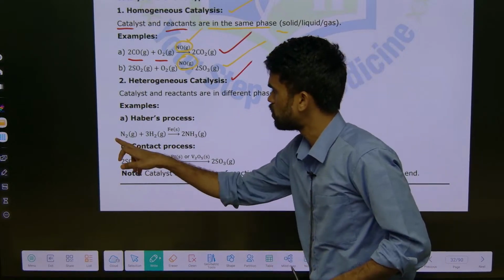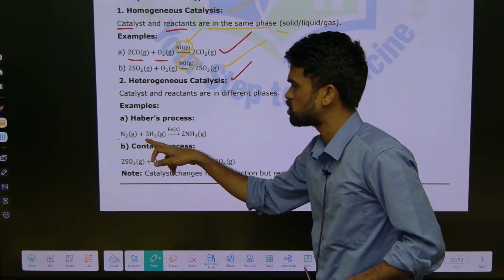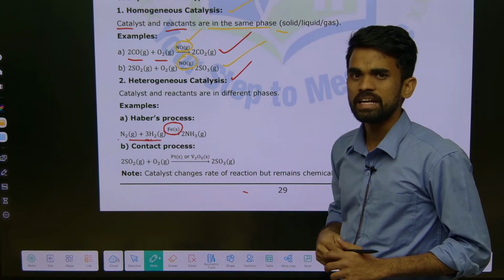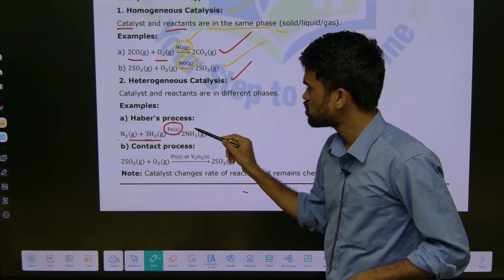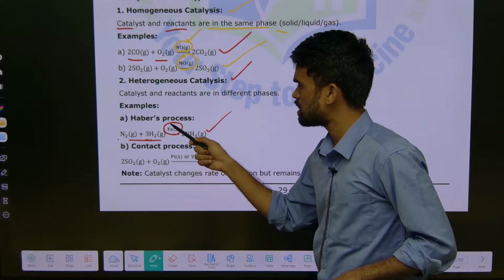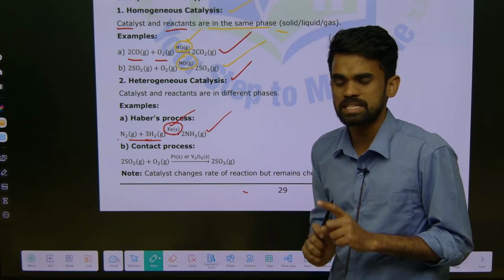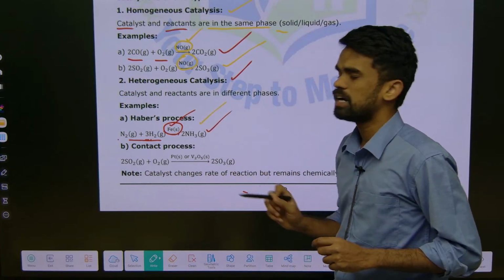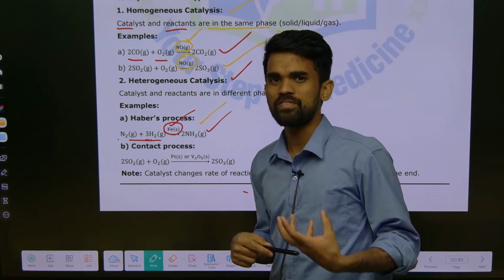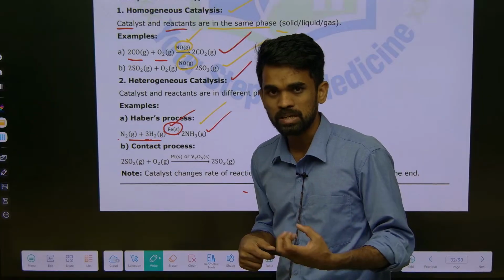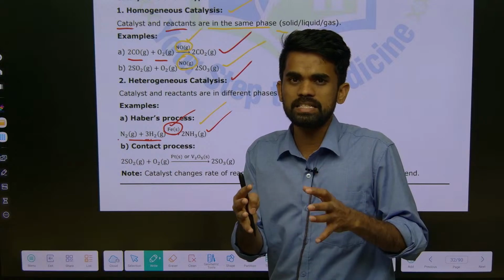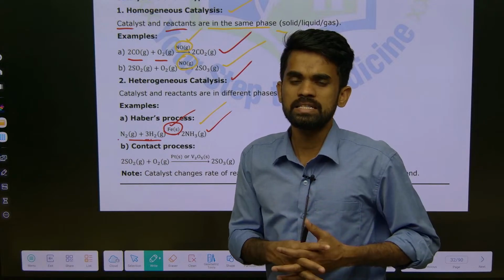See here, N2 plus 3H2, gaseous substances reacting in the presence of an iron catalyst, which is a solid substance, right? So giving you ammonia. So here reactants and the catalyst have different physical states now. So consider it as heterogeneous catalysis. Now you can remember the production of ammonia using Haber's process. What is the catalyst used? Iron catalyst. This is an example of a heterogeneous catalysis reaction.